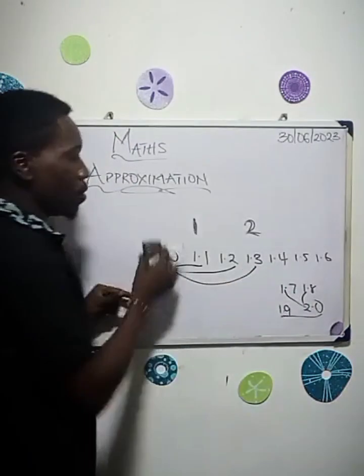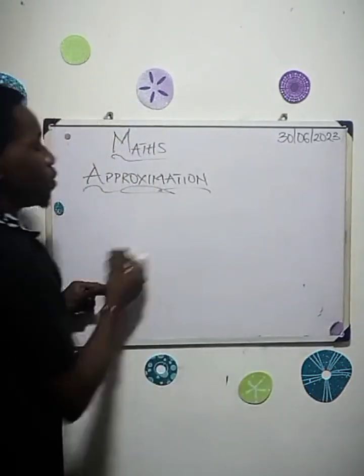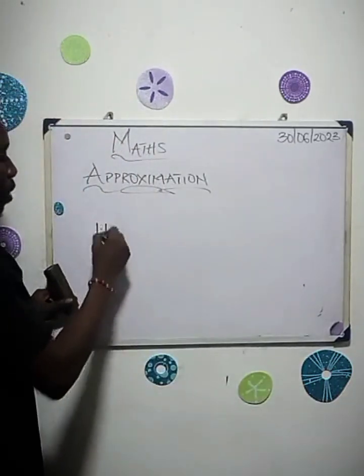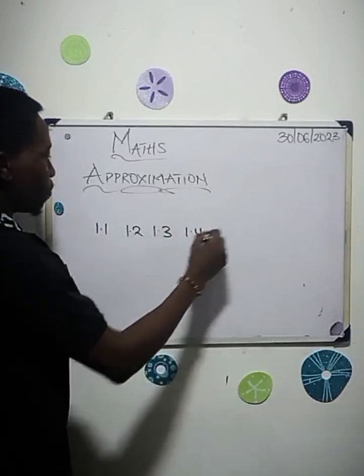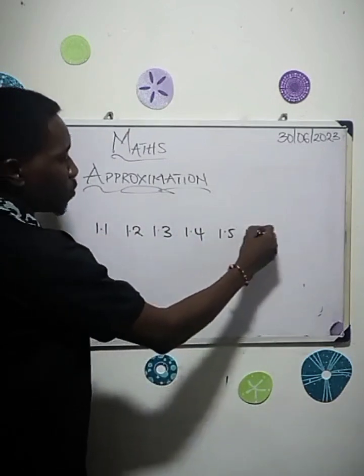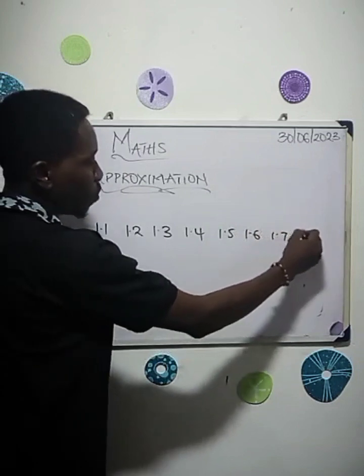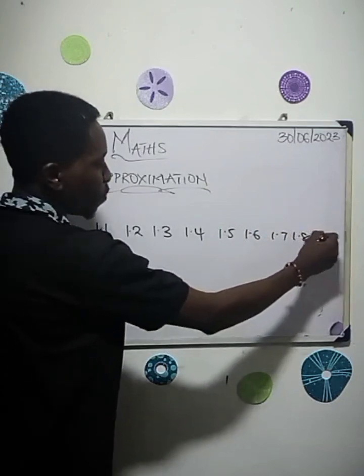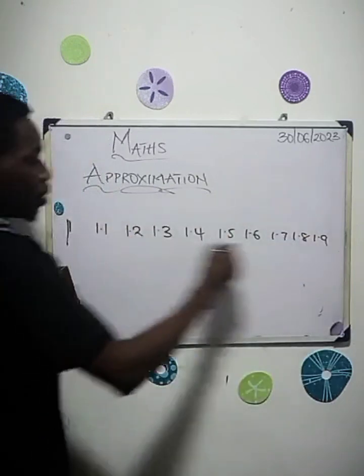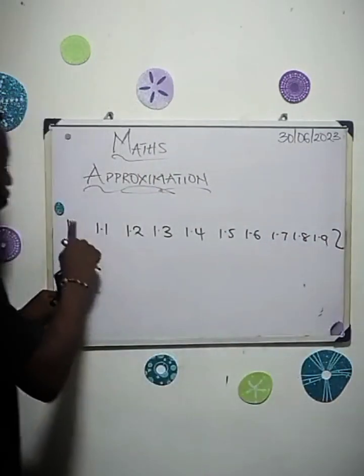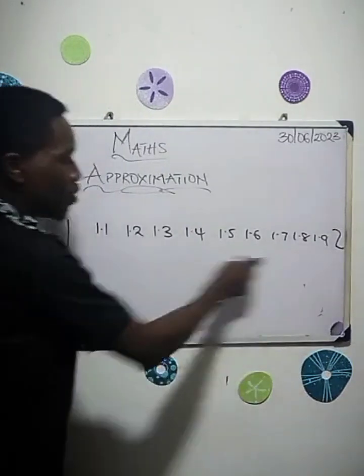1.3 is closer. Let me write it out on a straight line. So on a straight line, we have 1.1, 1.2, 1.3, 1.4, 1.5, 1.6, 1.7, 1.8, 1.9. Now, at the two ends, we have 1 here and we have 2 here. So between 1 and 2, we have all of this.